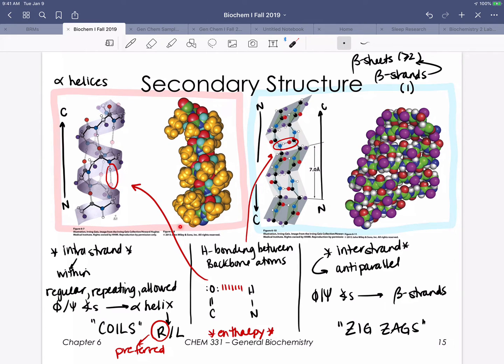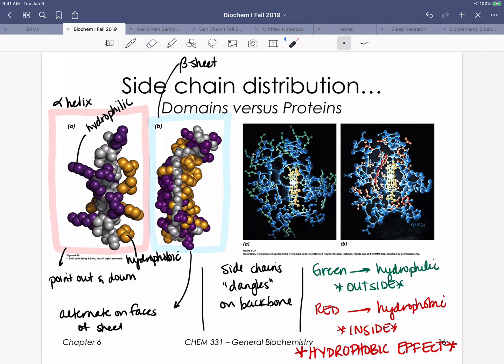If we look at the space filling model, we can see that these gold atoms all represent side chains. They're all pointing to the outside of the alpha helix. And we can see that again here. They're pointing outside, and they point out and down.